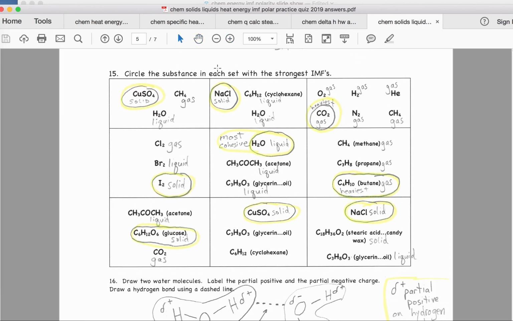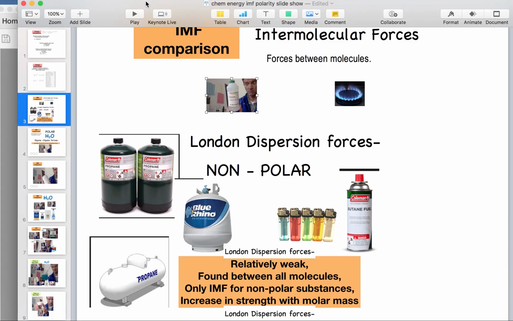Circle the substance in each set with the strongest intermolecular forces. If everything in there's a gas, it's hard to know. Well, how do I know which gas is stuck together better? It's the heaviest one, because the only force holding these is London dispersion. So the heaviest one is stuck together the best. Out of these ones, the methane, the propane, the butane is the biggest molecule. It's the heaviest one. It is stuck together better. So if you're given a list of all nonpolar stuff, just pick the heaviest one. That is stuck together better.